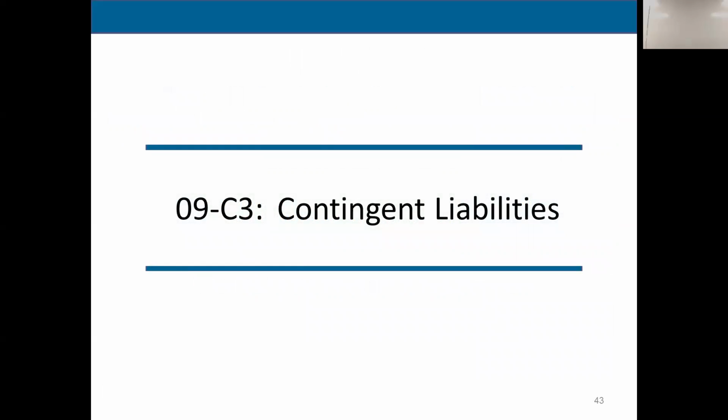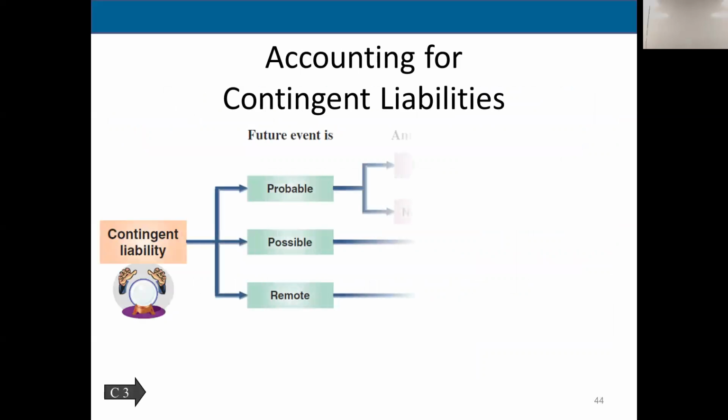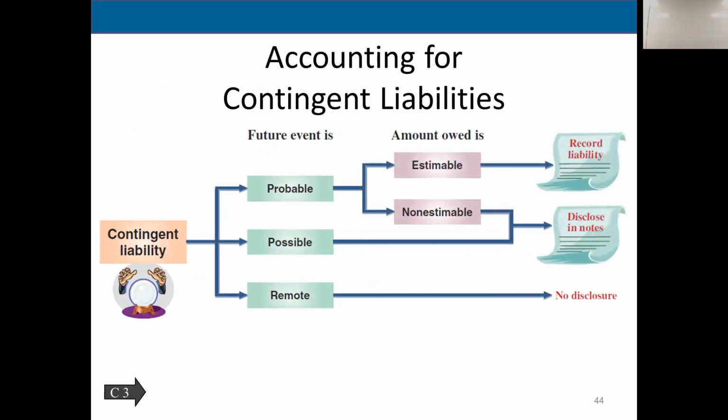Contingent liabilities. All right. What's a contingent liability? A potential obligation that depends on a future event arising from a past transaction or event. All right, a potential obligation that depends on a future event arising from some past event. So in order for something to be incurred, it's contingent upon something from the past. So something has to happen before this next event is triggered.